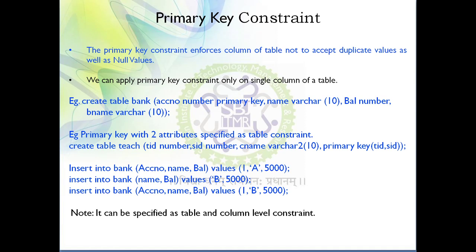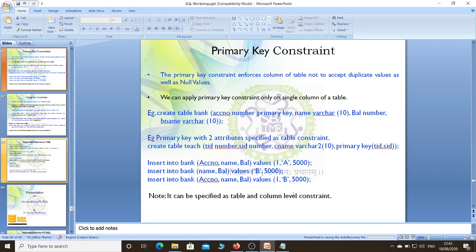Let's demonstrate all this, and notice that it can be specified as a table level or column level constraint. So that restriction is not there on primary key constraint, that it should be only a column level or only a table level; it is both. You can specify primary key constraint at table level or you can specify it at column level also. Now let's demonstrate all this with the help of live SQL.